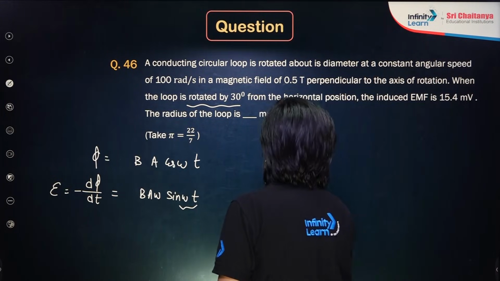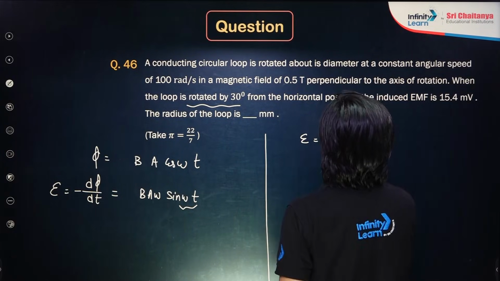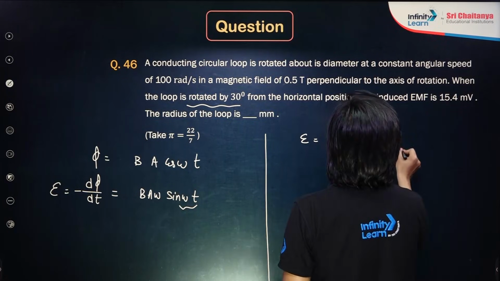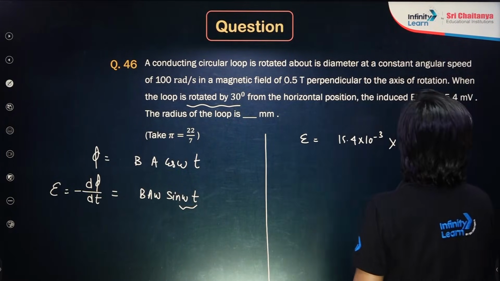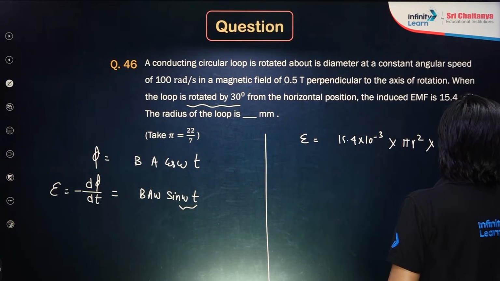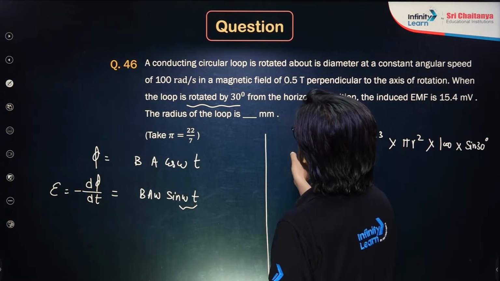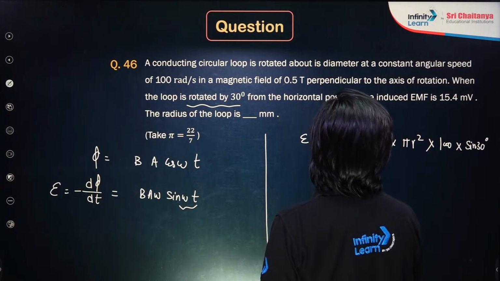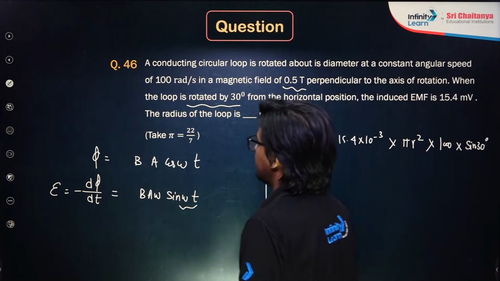Okay, so you can write EMF is actually equal to magnetic field B, and the value of magnetic field is 15.4 into 10 raised to the power minus 3. Area we can write just as pi small r square. Omega, okay, that is the angular speed, it is given by 100. Sine omega t, that is sine 30 degree. So 1 by 2. Okay, and value of EMF is given by 15.4. Value of magnetic field is 0.5 Tesla.